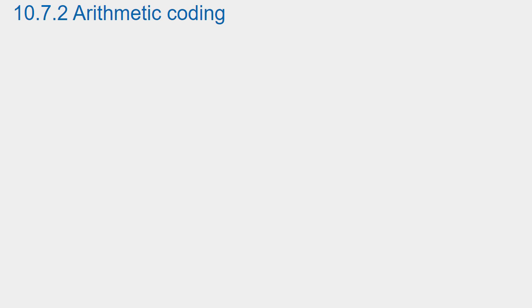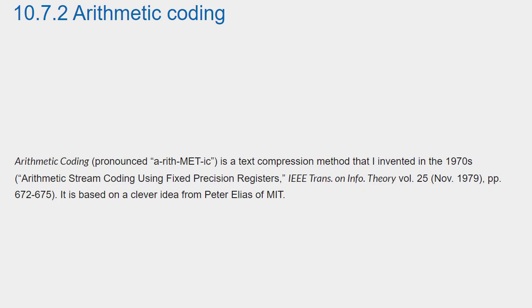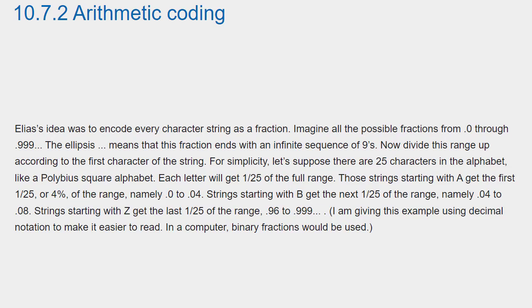Section 10.7.2 Arithmetic Coding. Arithmetic coding, pronounced arithmetic, is a text compression method that I invented in the 1970s. Arithmetic stream coding using fixed precision registers. It is based on a clever idea from Peter Elias of MIT.